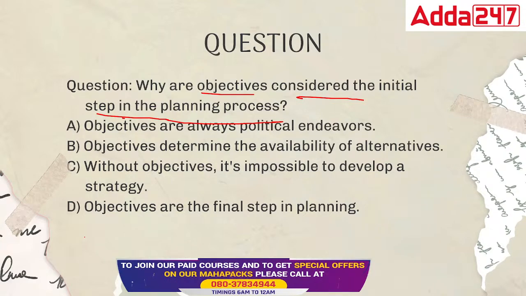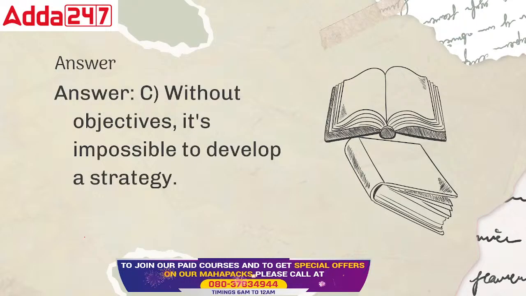Objectives are considered the initial step because without objectives we can't start further. I need to know the goal. Till the time the goal is known to me, only then do I have clarity of what I'm doing and to what extent. So without objectives, it is impossible to start developing a strategy. Won't it be?